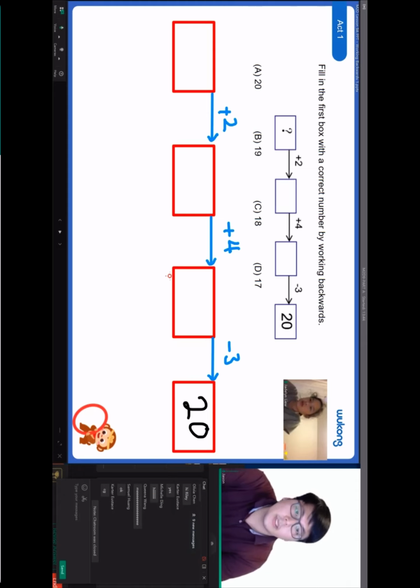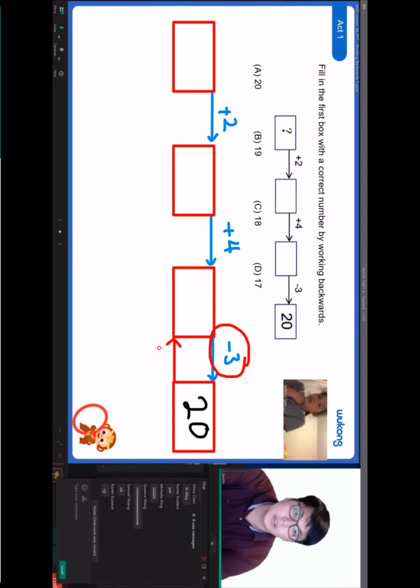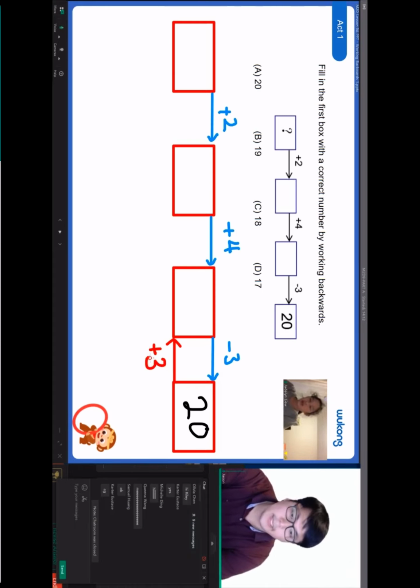If we're working backwards, Jadelyn, do we start from the left or from the right? We'll start from the right. Very good. So we need to go the other way around. If you're subtracting 3, what's the opposite of subtracting 3? Multiplying 3? Adding 3. Yes, we need to add 3. What is 20 plus 3? 23. Very good.